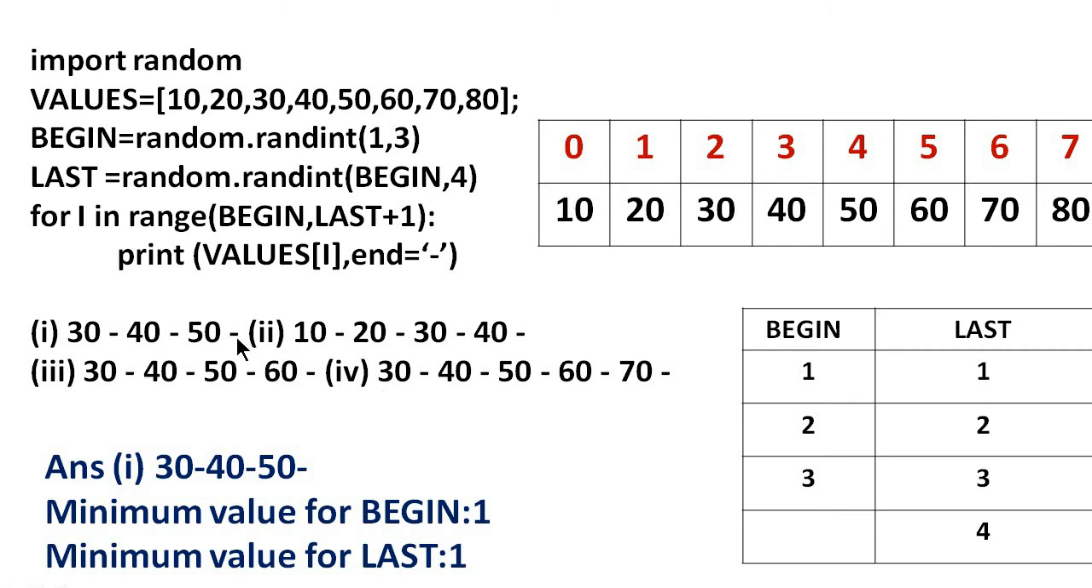Then see the options. See the second option. It starts from 10. So we can eliminate this second option. Then see what is the last value. It is 4. What is that index for? 50. So 50 is our last possible value. See this option 3. It is up to 60. 60 will not come in our output. So eliminate this also. What about option 4? Up to 70 is there. That also not possible. So eliminate this also. Then what is our answer? It is option 1, 30, 40, 50.